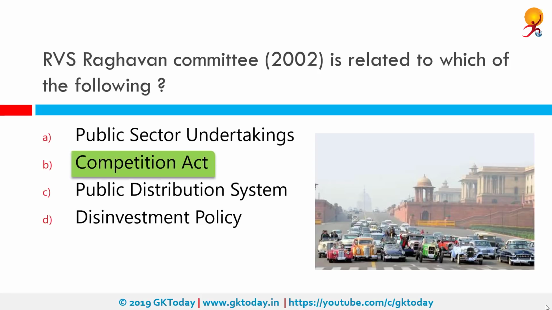RBI's Raghavan Committee of 2002 is related to which of the following? It's related to Competition Act. So the Central Government Committee of the year 2000 was set up for advising policy guidelines on competition and corporate governance. Now this later came to be known as SVS Raghavan Committee after the person who headed the committee.